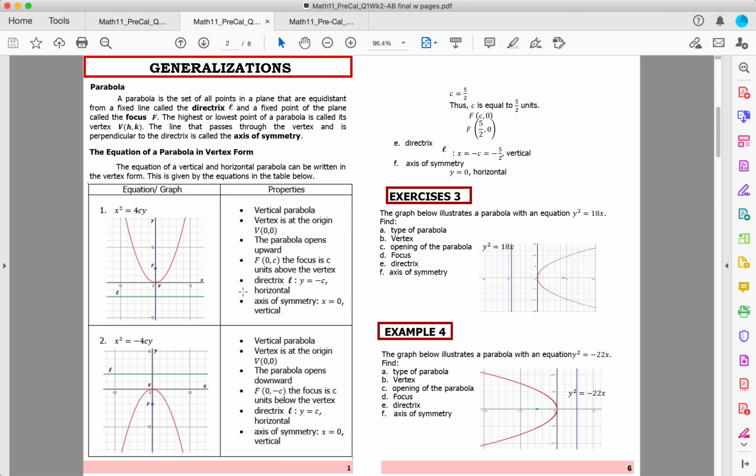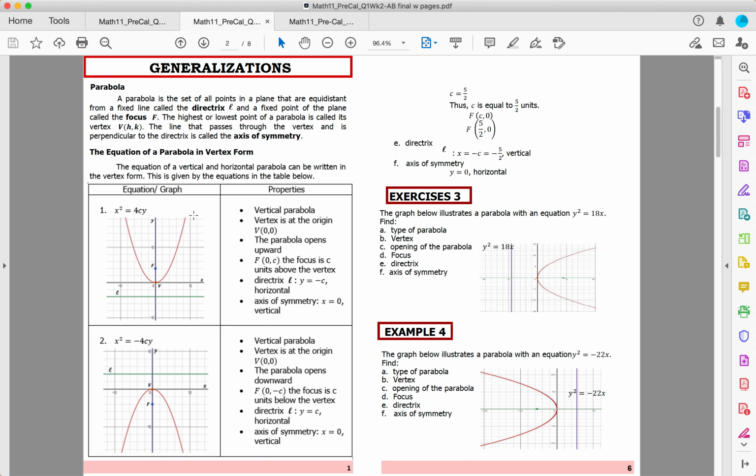For week 2, the focus of this lesson is about parabola. For week 1, we had circles. This time, the conic sections that we will discuss is all about parabola. I think you're familiar with parabola, but the parabolas that you have encountered in junior high school are parabolas facing upward or facing downward only. But in this course, you'll be encountering another set of parabolas, those opening to the right and opening to the left.